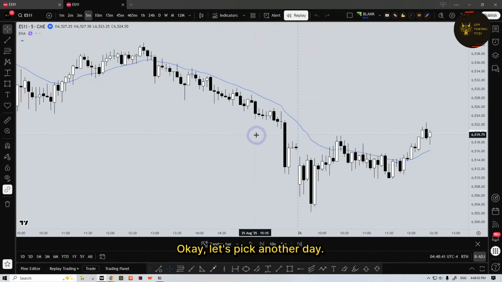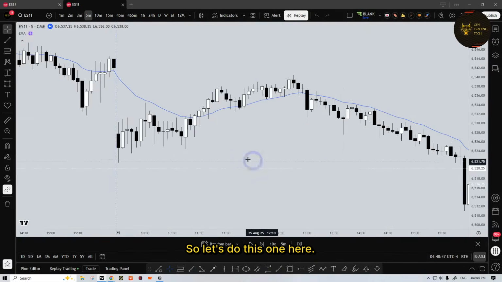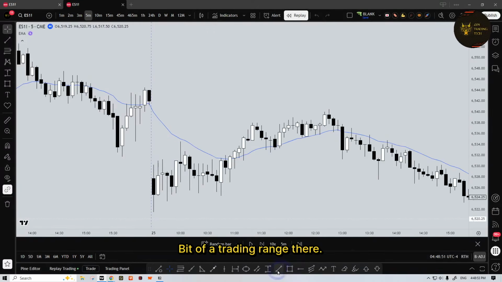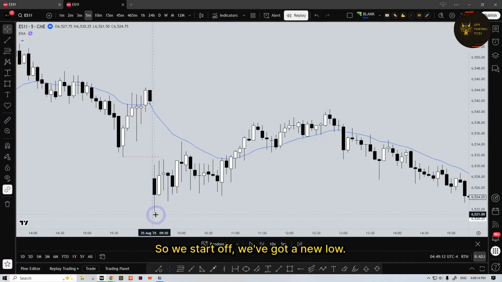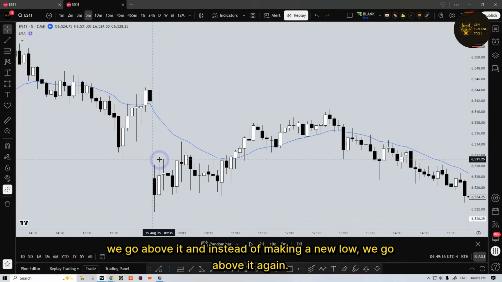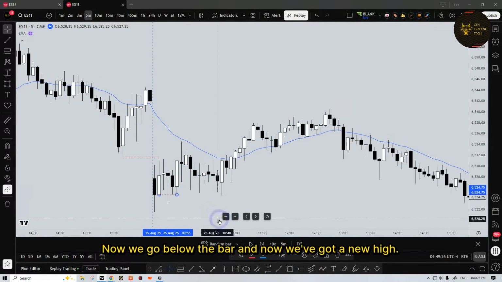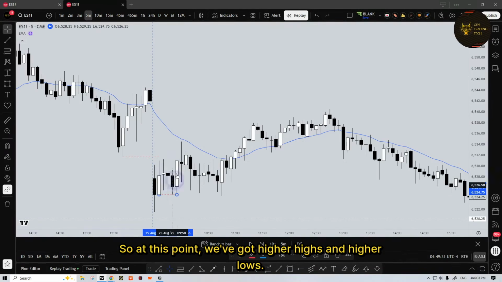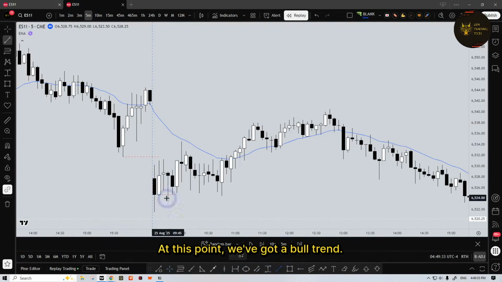Okay, let's pick another day. That's only got part of a day, so let's do this one here. Bit of a trading range day, 25 August 25. So we start off, we've got a new low. We go above it, and instead of making a new low, we go above it again. Now we go below the bar, and now we've got a new high. So at this point, we've got higher highs and higher lows. At this point, we've got a bull trend.